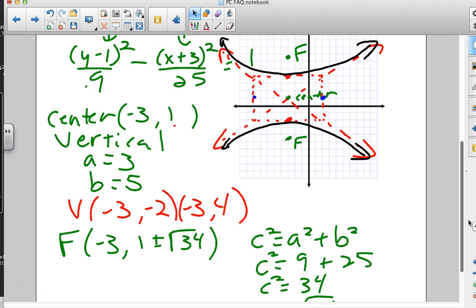All the info they wanted, do we have it all there? We have the center. They didn't necessarily even want that, but we've got our vertices at negative 3, negative 2, and negative 3, 4. And we have our foci at negative 3, 1 plus or minus the square root of 34. And we have it graphed. That's what we needed to do.